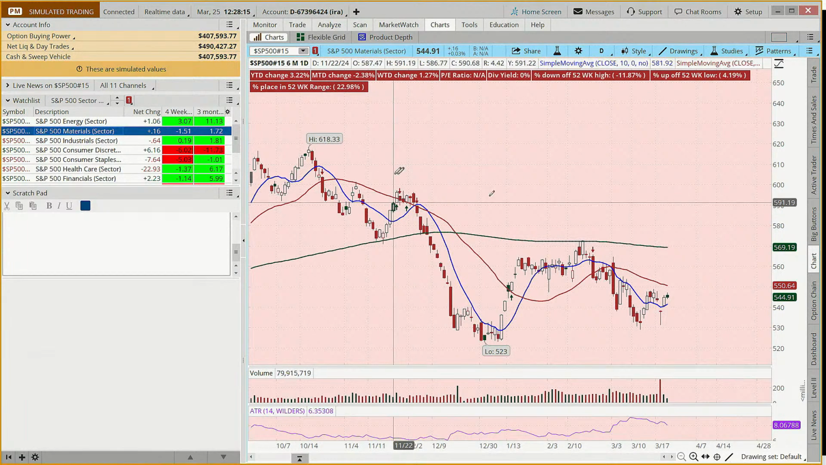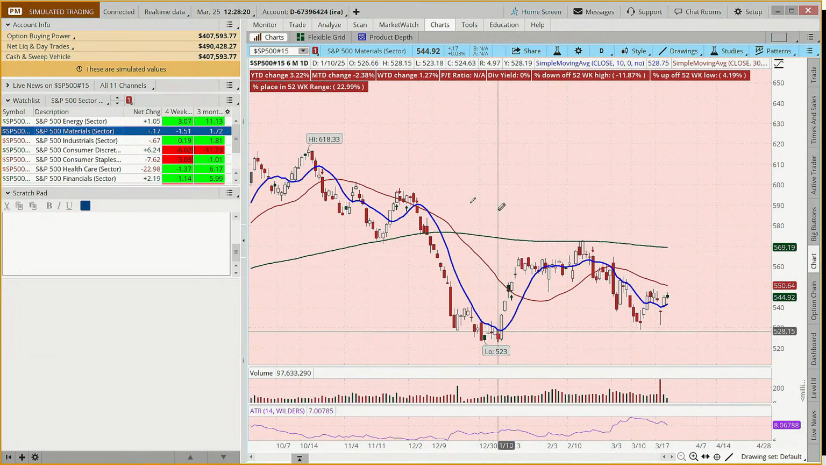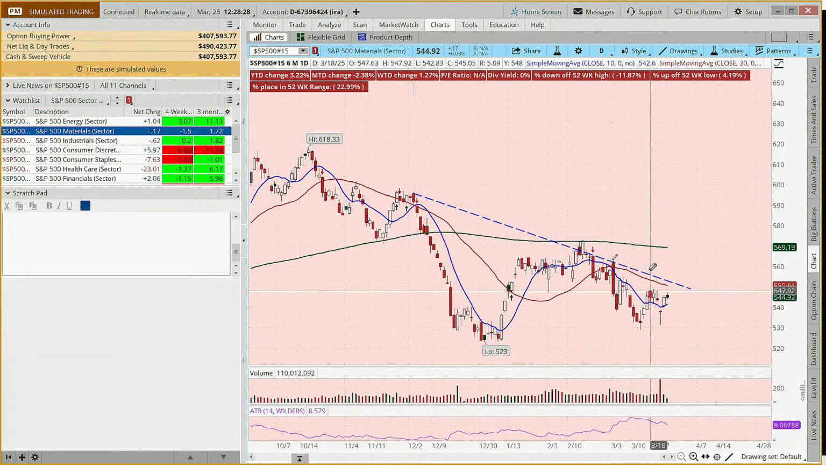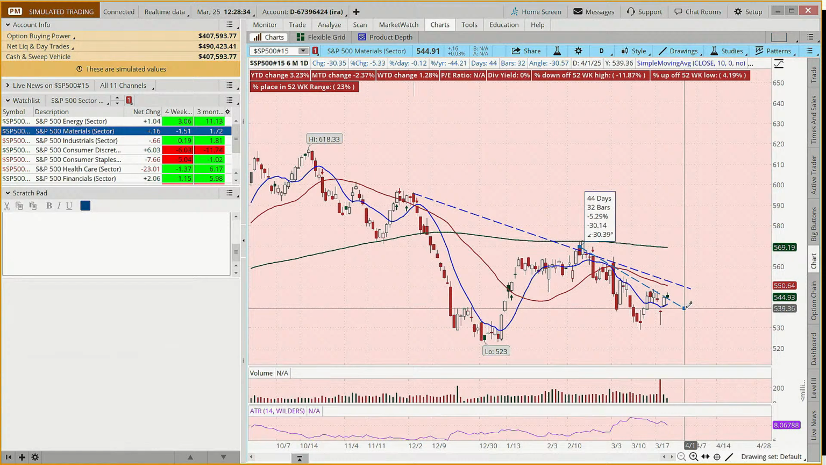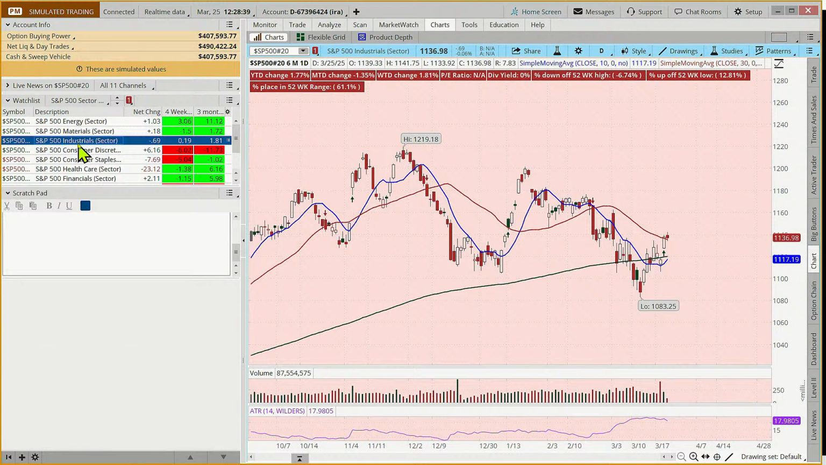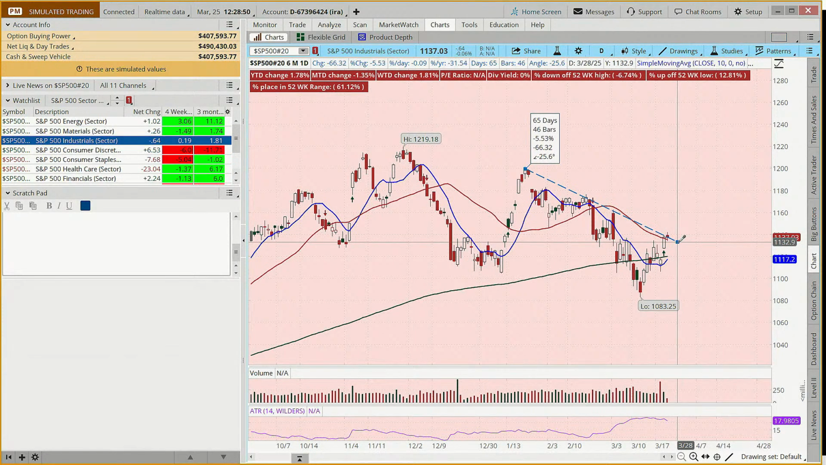Materials. We're seeing this same thing, although really I'm not seeing the breakout yet. If we come in here like that, now you might want to draw a shorter line and start here. So maybe the beginning of a breakout, but not quite. Industrials. So again, do you see what I mean about this kind of double bottom? It's flirting with it, but it's not quite there yet.